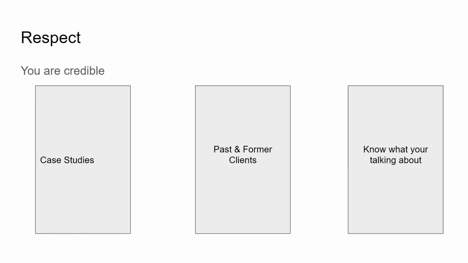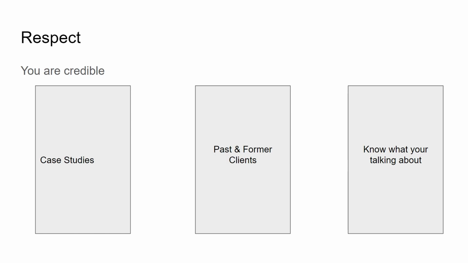Item number 2, respect. You are credible. You want to have case studies. So, oh, I partnered with Rambo Consulting Agency and they got me 10K in 1 month. You want to have past and former clients, like have a list of your past and former clients, logos. So like, oh, we've worked with them, we've had a lot of experience, people trusted us, whatever. And you've got to know what you're talking about.